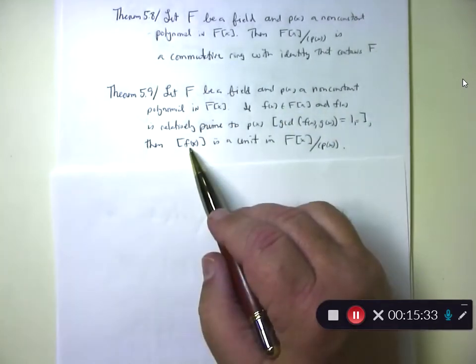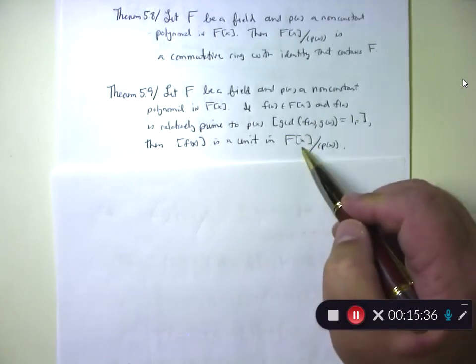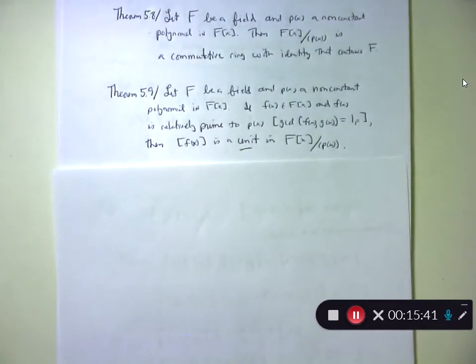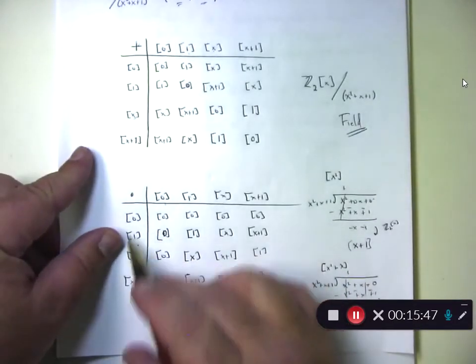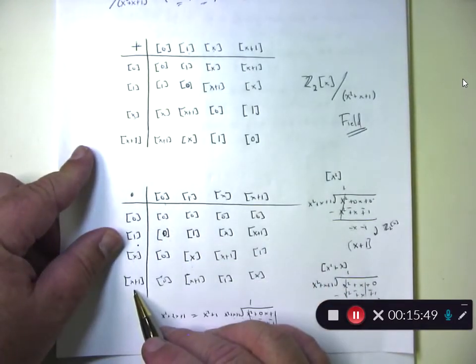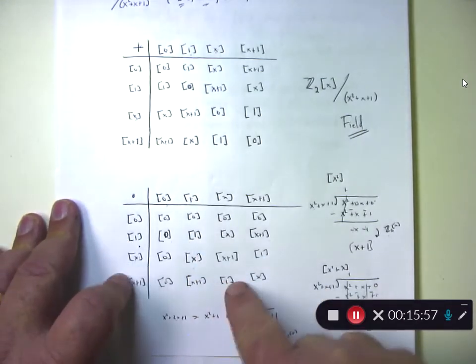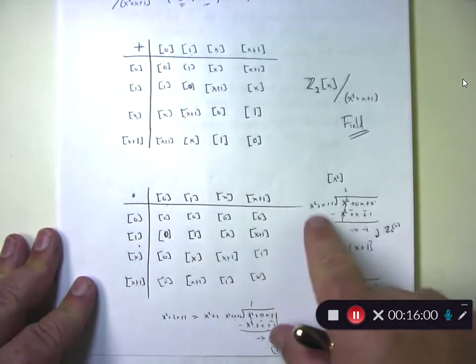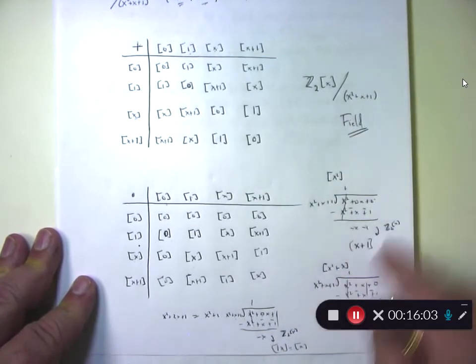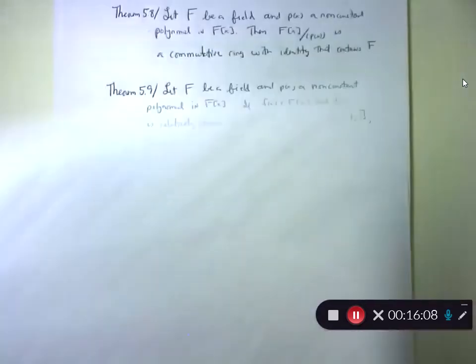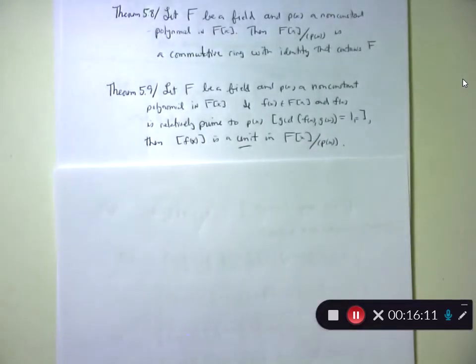Then the equivalence class of f(x) is going to be a unit in F adjoin x mod p(x). A unit is a multiplicative invertible element. Again, as we refer back to this one, everybody in this problem had a GCD relative to x squared plus x plus 1 that was 1. The non-zero ones, of course, because every one of them has a multiplicative inverse. Only those that are relatively prime to what you're modding out by will actually be units. But 1, x, and x plus 1 are all units because they have a multiplicative inverse. So that's what this theorem is telling you.